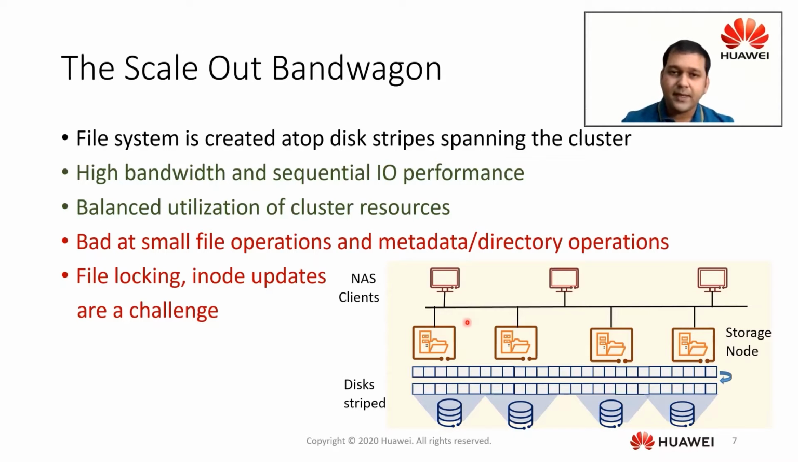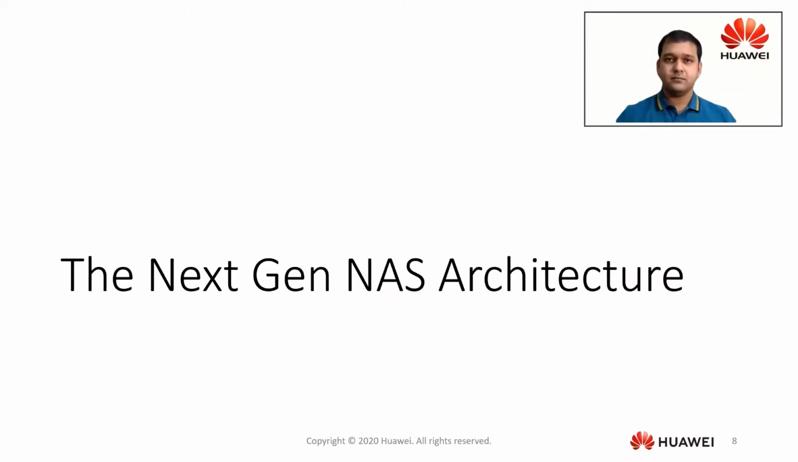But what we found is that when you start doing small file operations, metadata operations, and directory operations, they suffer much more. So you could try doing a cache or a copy of these onto multiple nodes, which would reduce your capacity, or you suffer from trying to deal with accessing and coordinating operations across multiple nodes, especially in the scenario of file locking and inode updates.